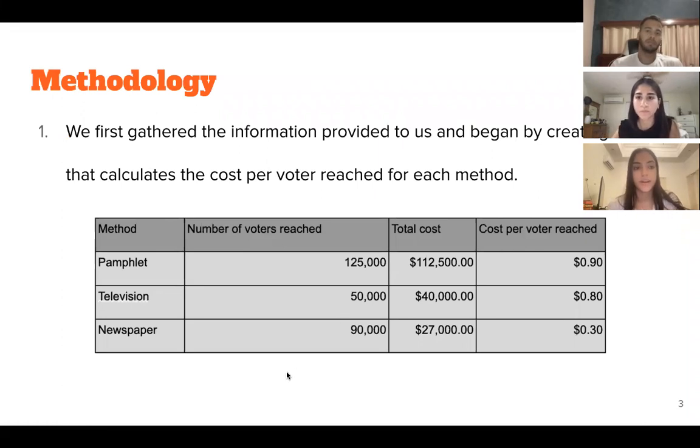So for the methodology, we first gathered the information provided to us, and we started by creating this chart below that calculates the cost per voter reached for each method. So as you can see, the pamphlets would be 90 cents per voter. The television method would be 80 cents per voter, and the newspaper method would be 30 cents per voter.